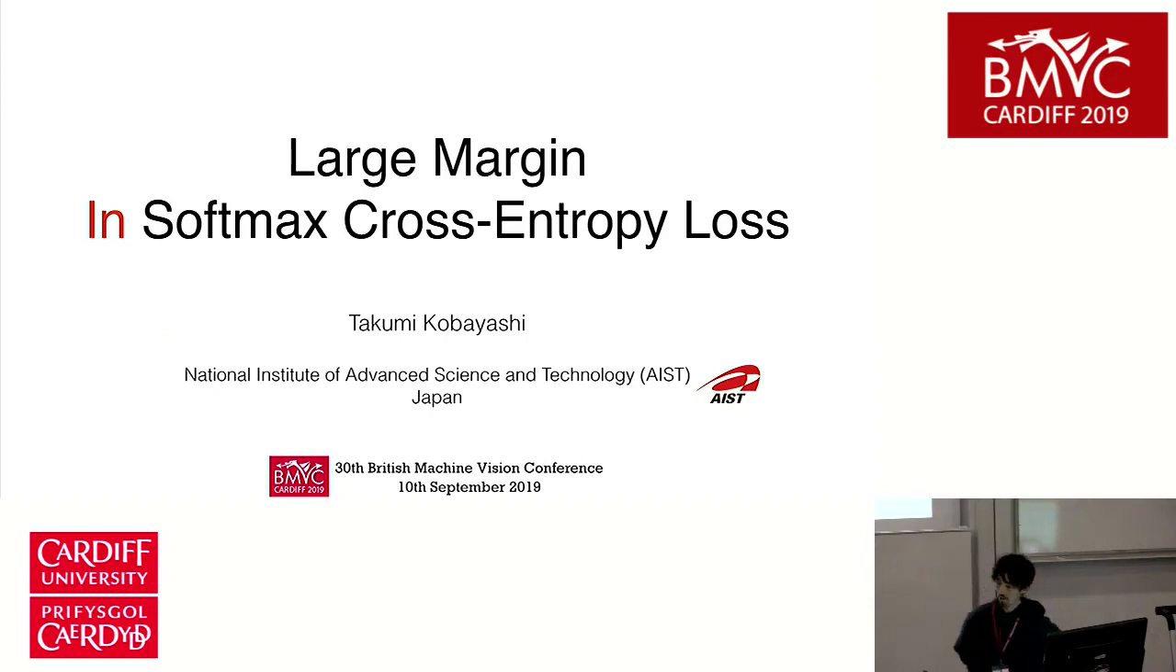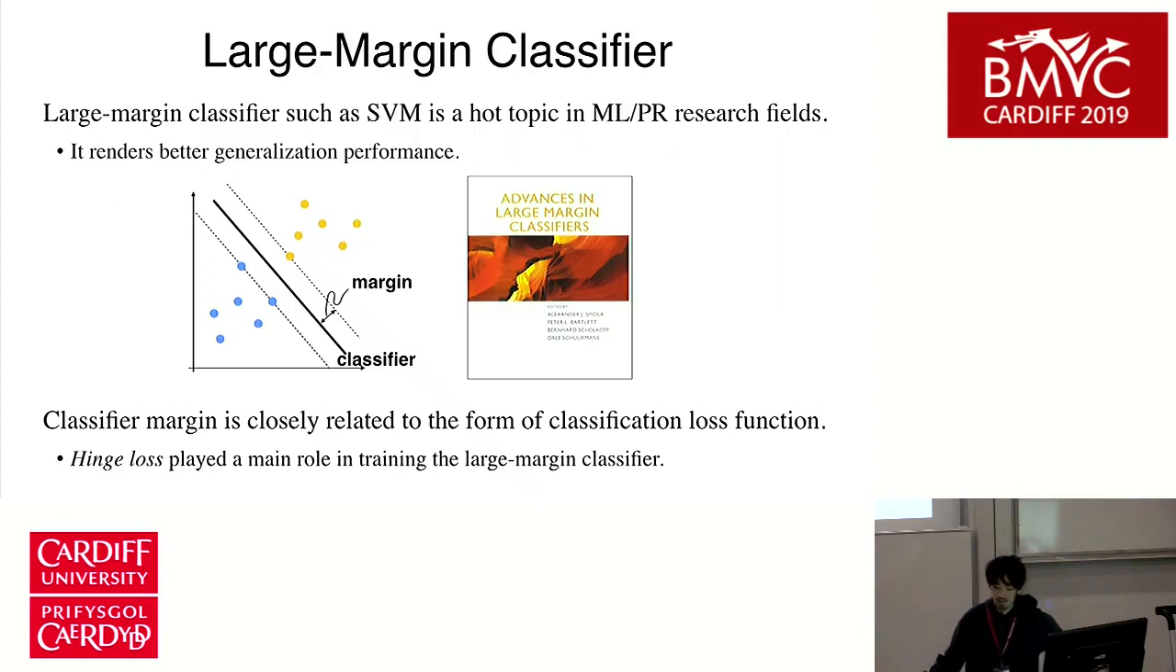In this talk, I present why the Softmax loss works quite well and how to improve it from the viewpoint of the classifier margin. The classifier margin is a key measure to estimate the generalization performance of classifiers, so the large margin classifier is a hot research topic in machine learning and pattern recognition. In particular, the SVM would be the most successful and famous large margin method.